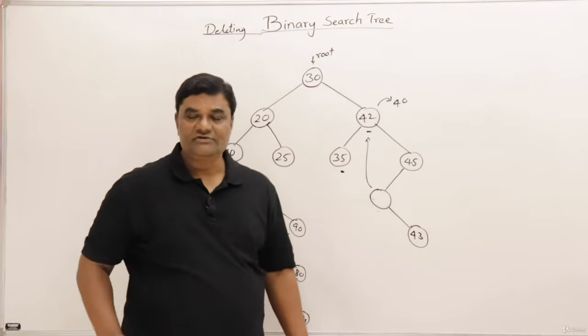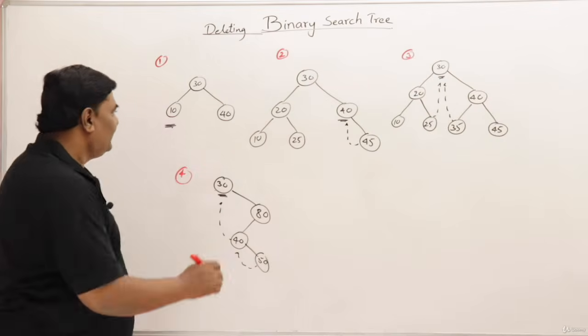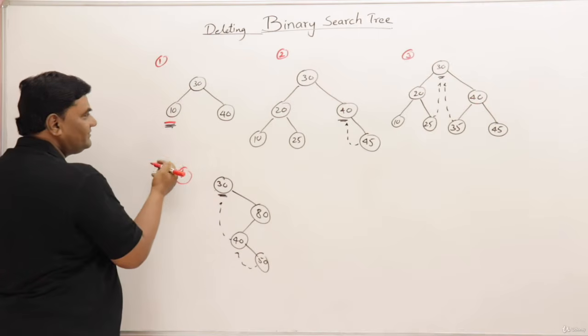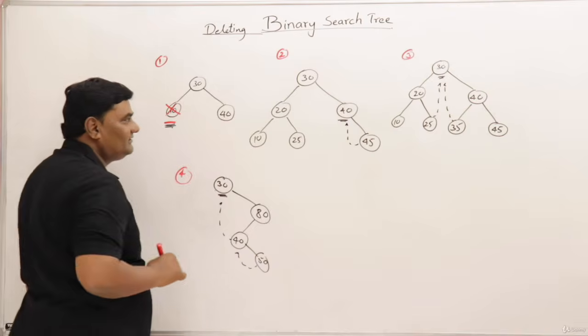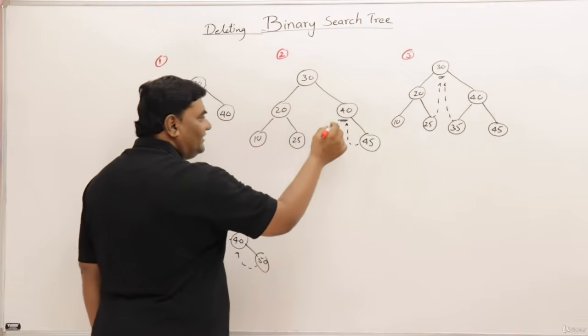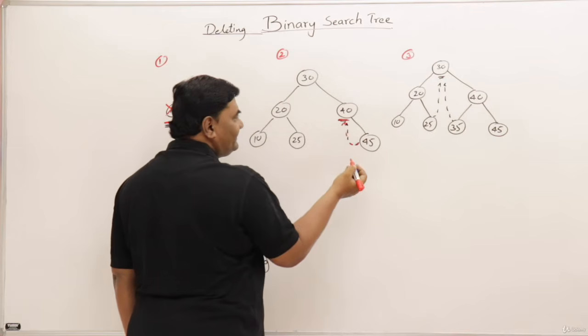Let us summarize all the things. Once again, I will show you what all we have done. Let us look at these cases. See, if you are deleting 10, there is nothing below 10. This is a leaf node. Simply delete 10. Second one, if you are deleting 40, then 40 is having one child. So let that child take its place.